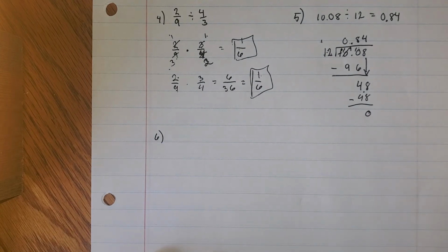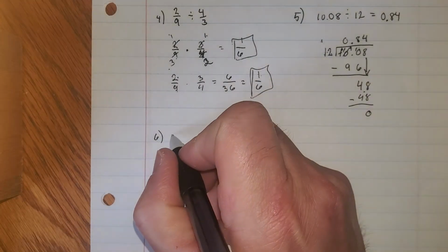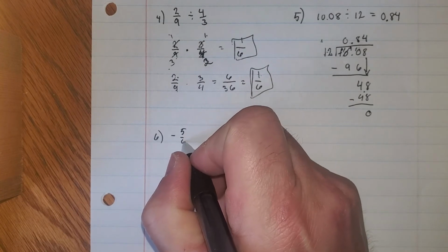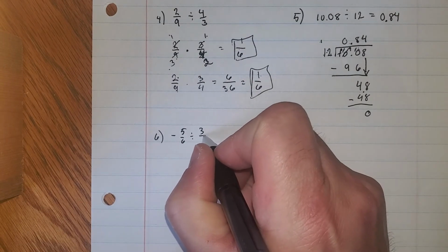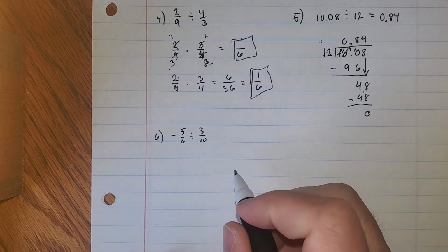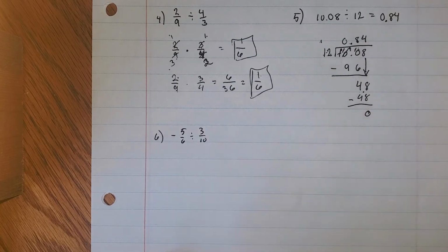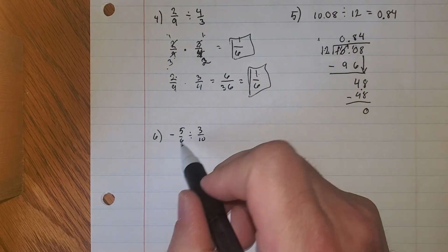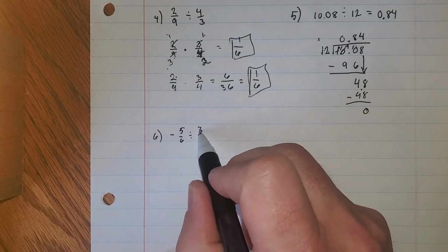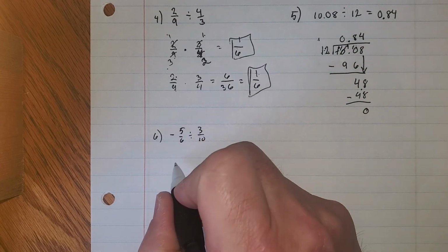Number 6 is another fraction division problem. Negative 5 over 6 divided by 3 over 10. Do my keep, flip, change. It's not going to cancel out. Ooh, they're trying to trick us because this would look like it cancels out. 5 goes into 10, 3 goes into 2. But we've got to do our keep, flip, and change first.